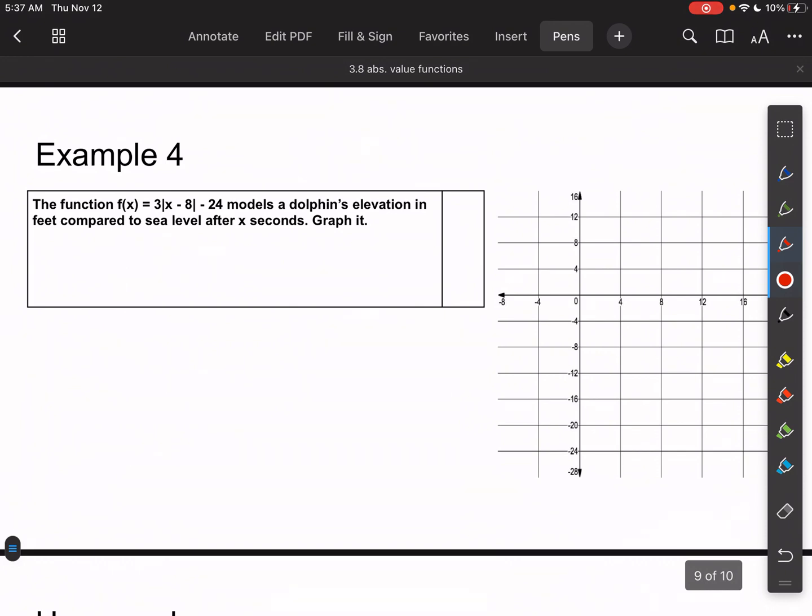All right, example 4. Now, supposedly this function models a dolphin's elevation in feet compared to sea level after x seconds, which is interesting. I find it interesting that a lot of these word problems, I've researched them, and a lot of the word problems that they put in here, even though they sound ridiculous, are actually true. So I'm not positive on this one because I haven't looked this one up, but let's take a look at this. So if this is the model for the dolphin, and the x value would be in seconds, they want us to graph this thing.